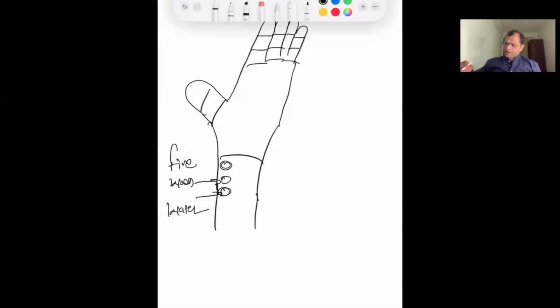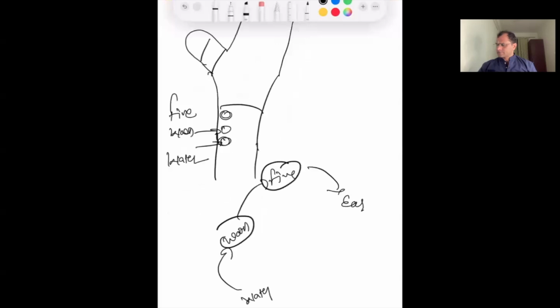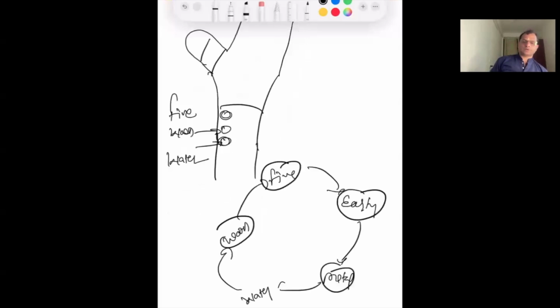And what is the 5 element? The 5 elements are: water, wood, fire, earth, metal, and water. This is the 5 element cycle. So now we are moving to the right hand. The right side is the yin side of the human body.